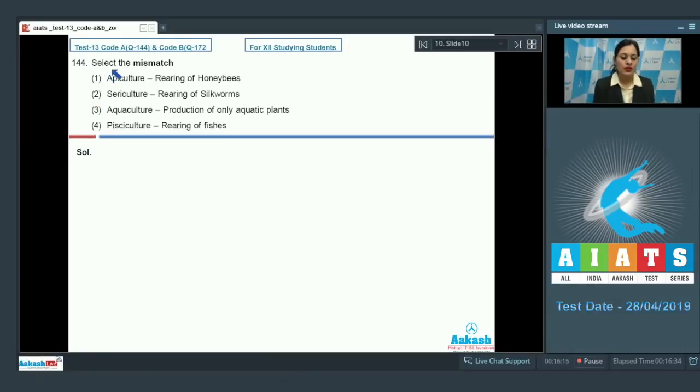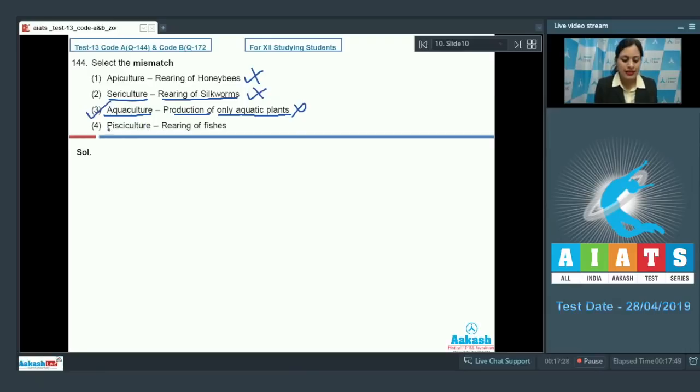Question number 144. Select the mismatch, and the very first match given is apiculture, and the match given is rearing of honeybees. And as it is a correct match, so this cannot be a correct answer to our question. Next match given is sericulture, and the match is rearing of silkworms. And as it is also a correct match, so this cannot be a correct answer to our question. Next match given is aquaculture, and the match given is production of only aquatic plants. And as it is an incorrect match, so this is a correct answer to our question, because aquaculture refers to rearing of all types of aquatic animals and plants in controlled condition to increase their yield. So this is an incorrect match.